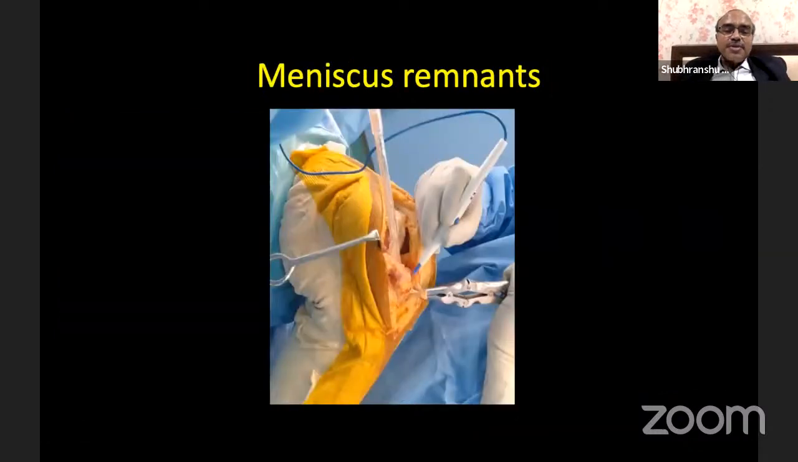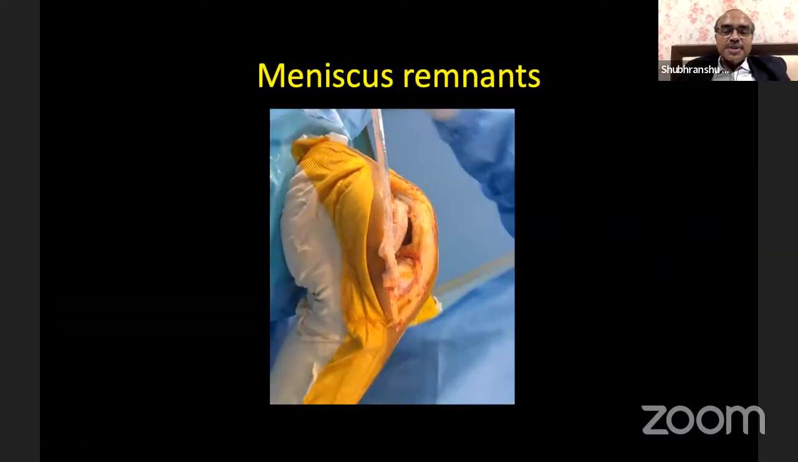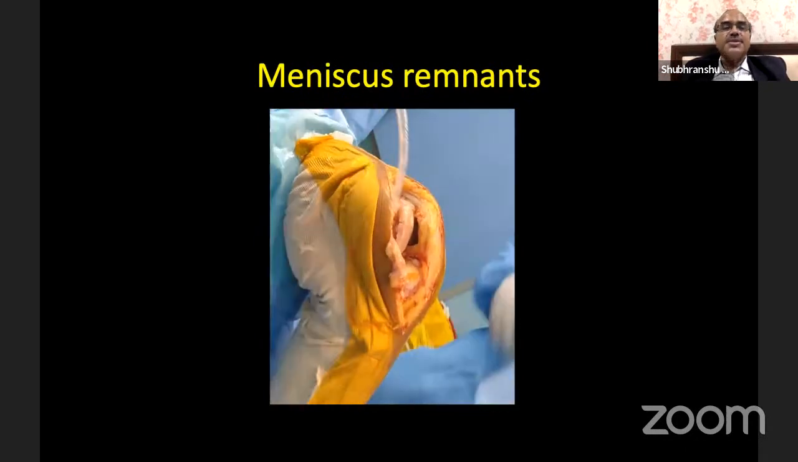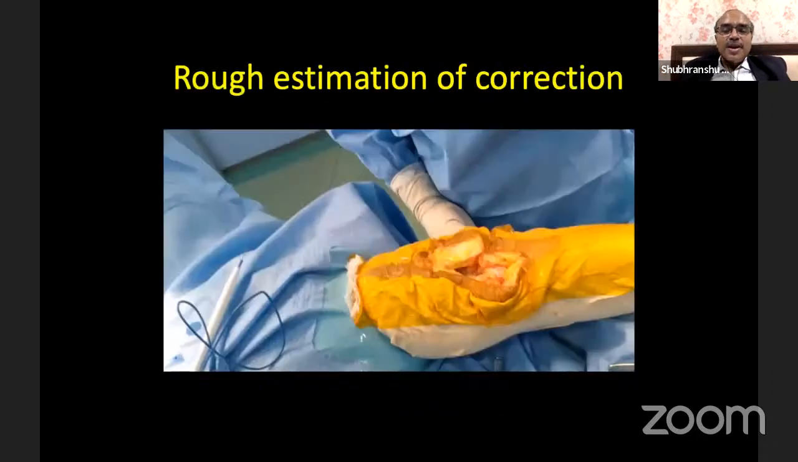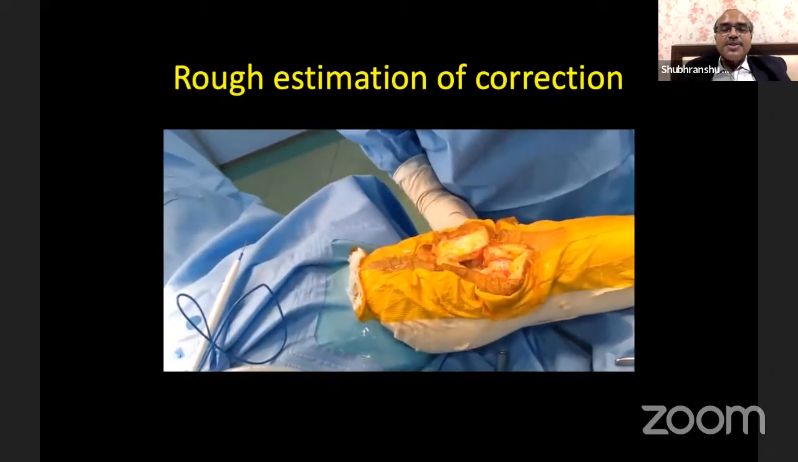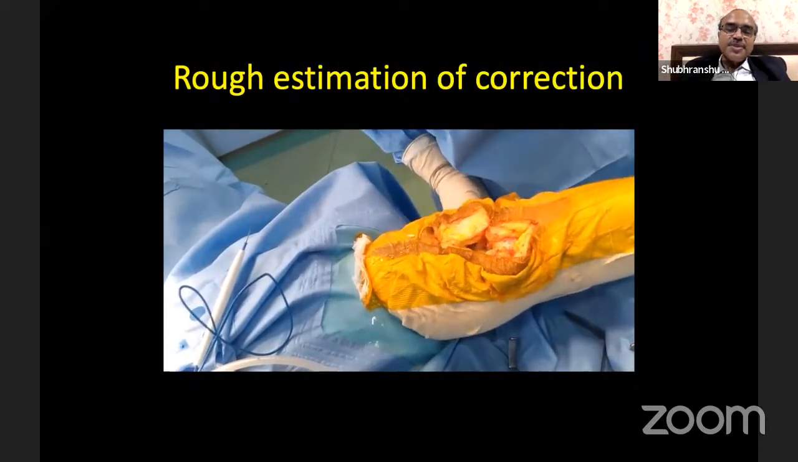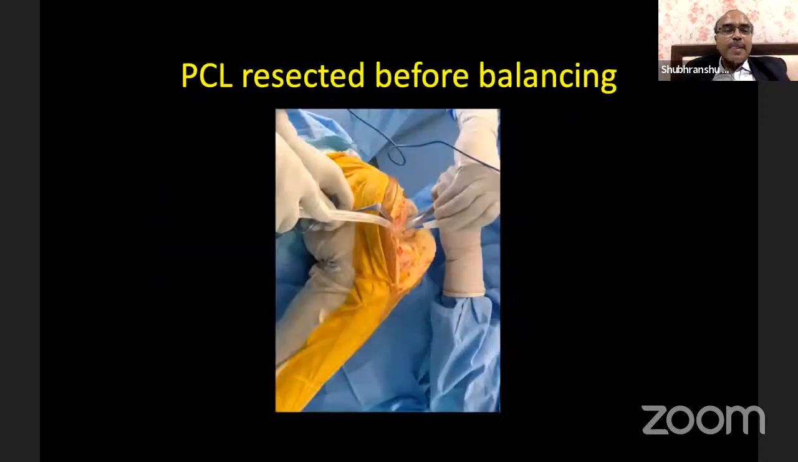Next, you have to take out the meniscus remnants, because taking out the meniscus helps you to correct the deformity to a certain extent. Finally, after doing this much release, you roughly estimate how much correction you have achieved. Now, you extend the knee and see whether the knee is going to be at least about neutral. If so, then you do not have to do much soft tissue release now. Next, you'll do the rest of the releases when we are putting the trial components in.